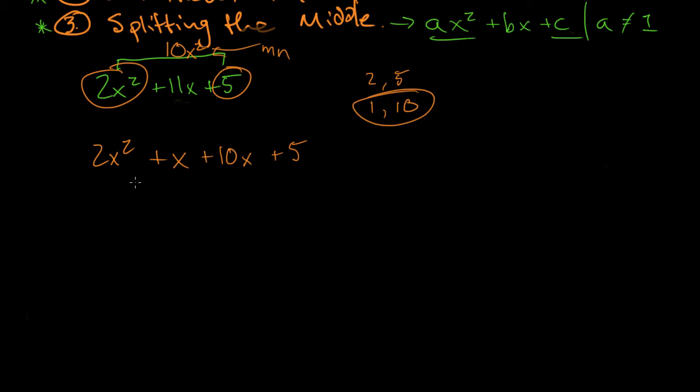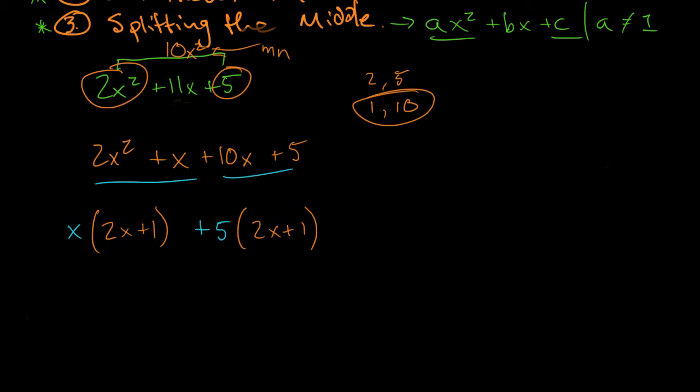Well, if you know how to factor by grouping from here, you should see that we can factor this expression in these two groups. The greatest common factor from the first expression is x, and that leaves us with 2x plus 1. The greatest common factor from the second expression is positive 5, and that leaves us with 2x plus 1. So now, since I have 2x plus 1 in both of my expressions, I can factor that out, 2x plus 1, and I have to multiply that by x and positive 5.